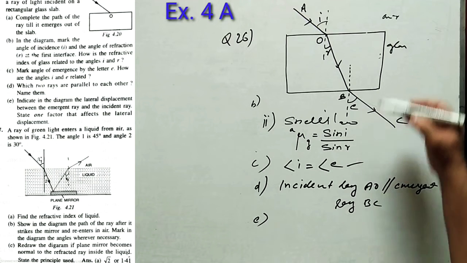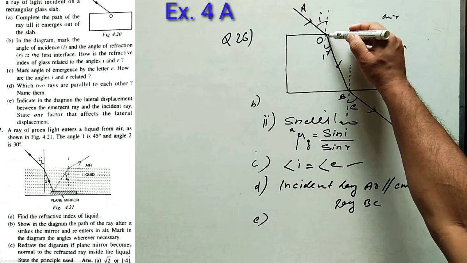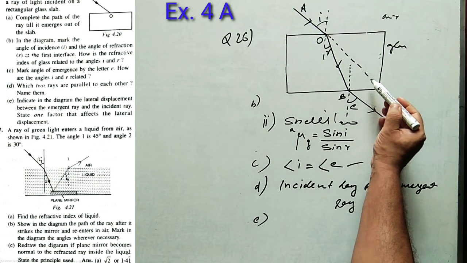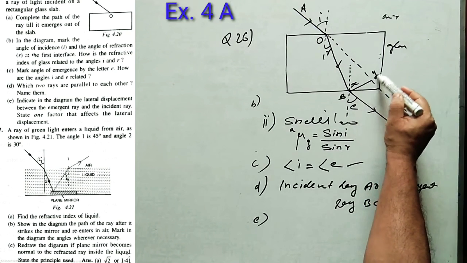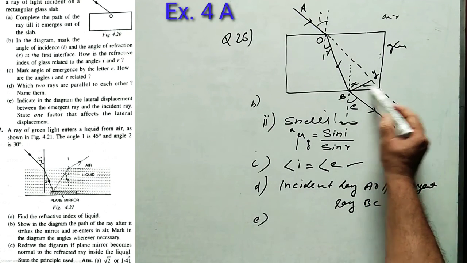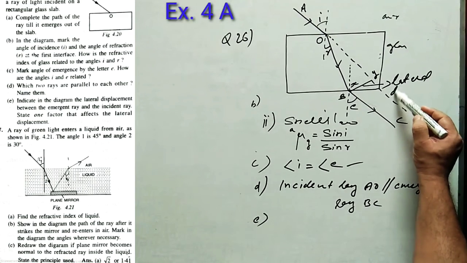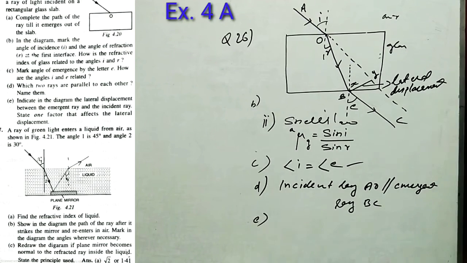Okay. How do you mark the lateral displacement? For that we have to trace the original path of light. In absence of the glass slab, the light ray would have traveled in a straight line. So the perpendicular shift from its original path, I mark it as XY. This is the lateral shift, lateral displacement. Mark it as lateral displacement. So I can write XY is the lateral displacement.